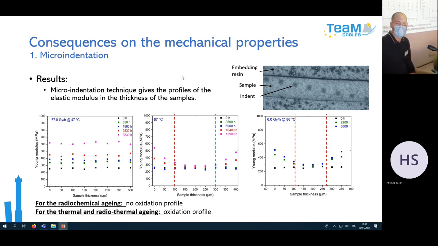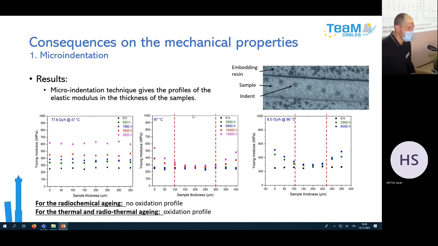The first profile I want to show you is the radiolytic aging here on the left. What we observe is basically that the aging is homogeneous throughout the thickness. There is no evolution of the mechanical property. So basically the overall property of the material will be representative of the local mechanical properties of this material.